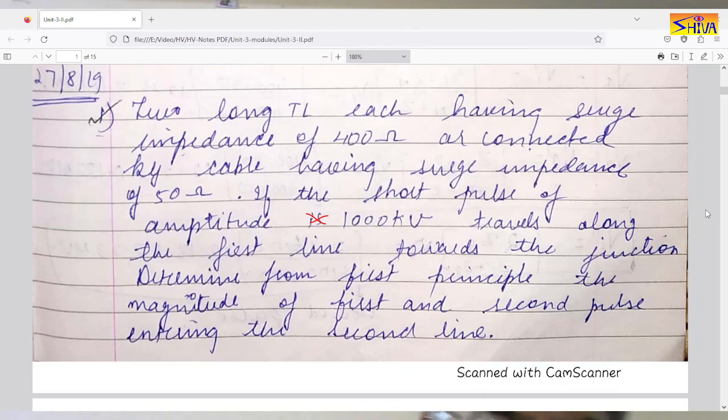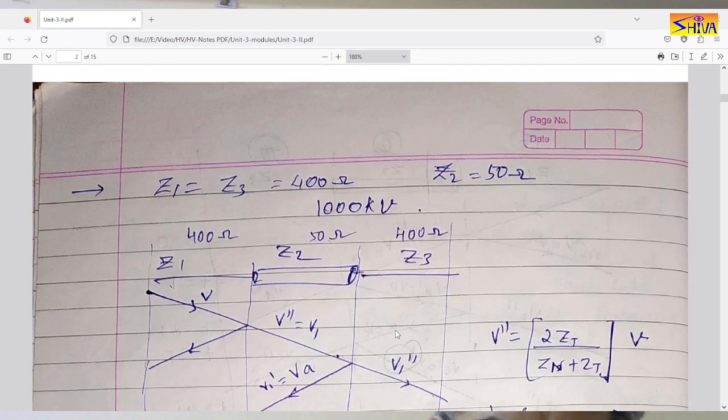First numerical. Two long transmission lines, each having a surge impedance of 400 ohms, are connected by a cable having a surge impedance of 50 ohms. If a short pulse of amplitude 1000 kV travels along the first line towards the junction, determine from first principles the magnitude of the first and second pulse entering the second line. Given the impedance of the lines is 400 ohms and the surge impedance of the cable is 50 ohms.